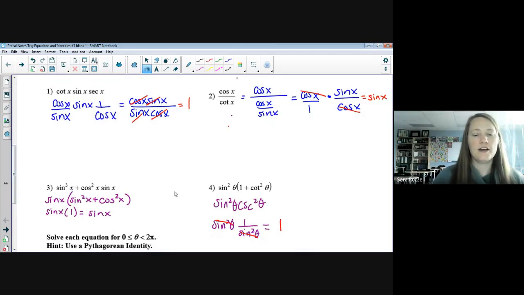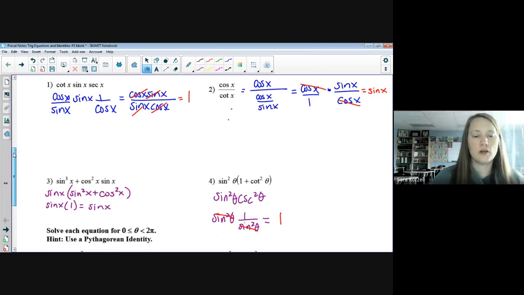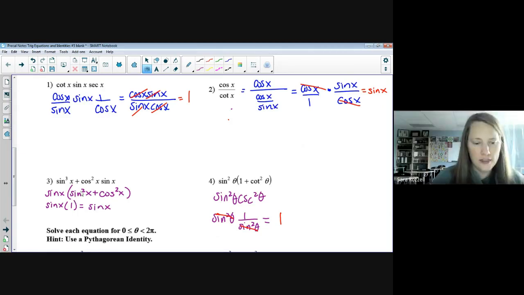Questions on the simplifying? Well, I have a question on number 2. So why did you write the answer like that? Here? Yeah, like I know it's 1. So yeah, the start is 1. So sine x times 1 is just sine x.